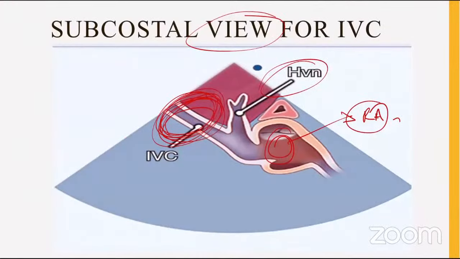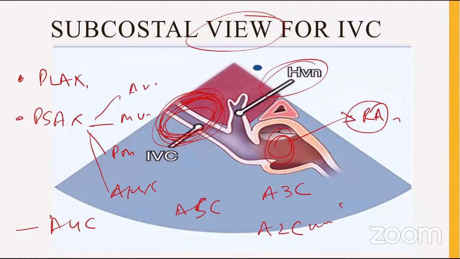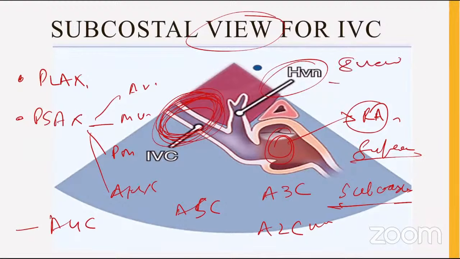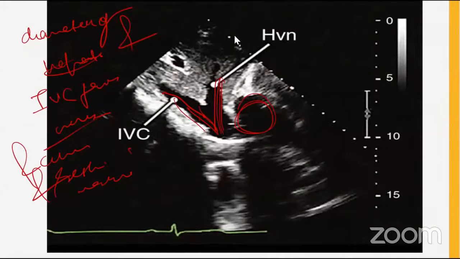So grossly we have this PLAX view, then we have this PSAX view at the level of aortic valve, mitral valve, papillary muscle and apex. Then we have this apical 4-chamber view, apical 5-chamber view, apical 3-chamber view, apical 2-chamber, suprasternal, subcostal. Basic views, basically we have these 8 views. This ends our discussion. Now I'll show you the PPT directly to look for the videos.